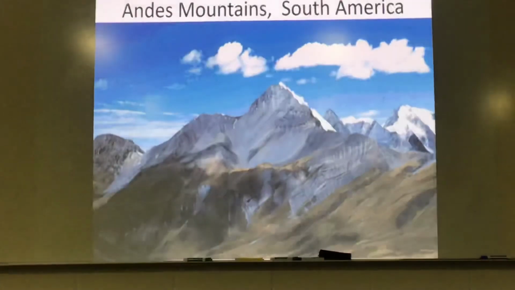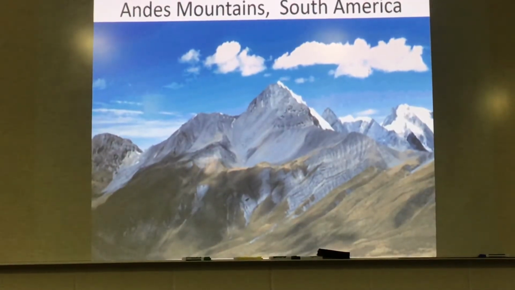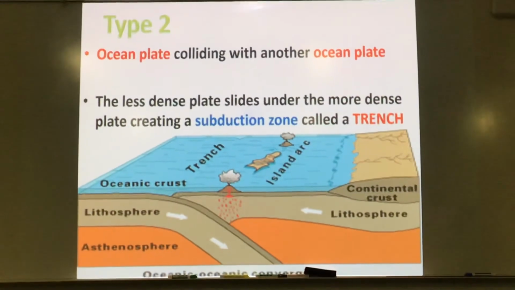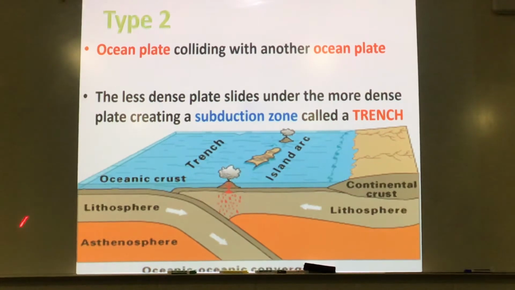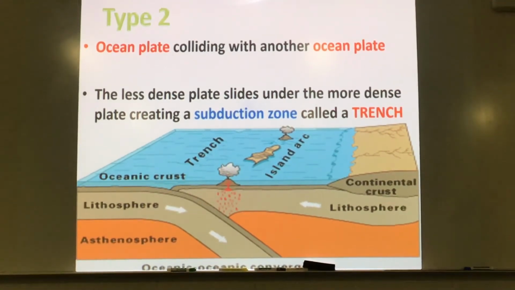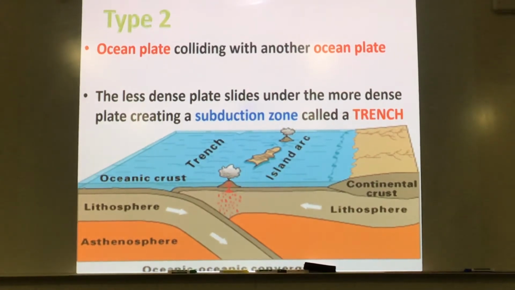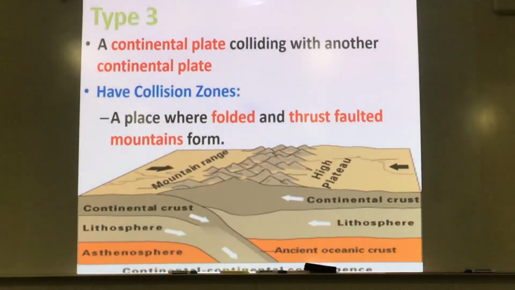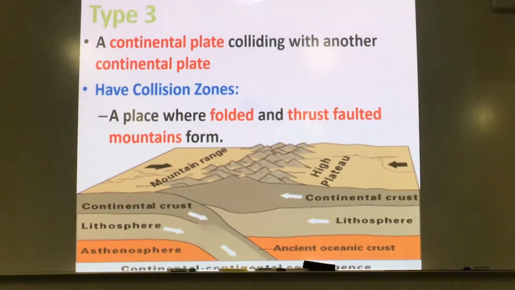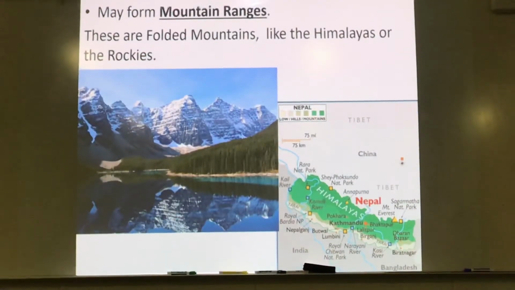Oh, look at that, beautiful. And this is an example, they're just showing you examples. Again, now we've got oceanic and oceanic, we still get volcanic islands there. You're always going to have volcanoes if there's oceanic convergence of any kind. Okay? And we already talked about continental versus continental.